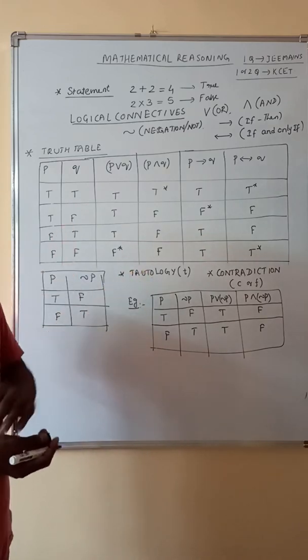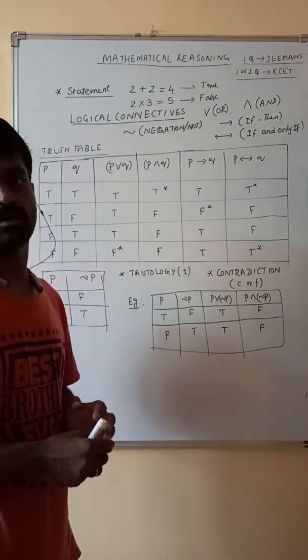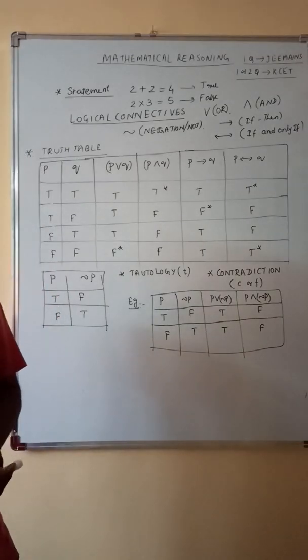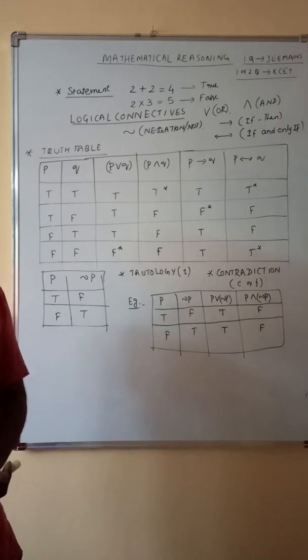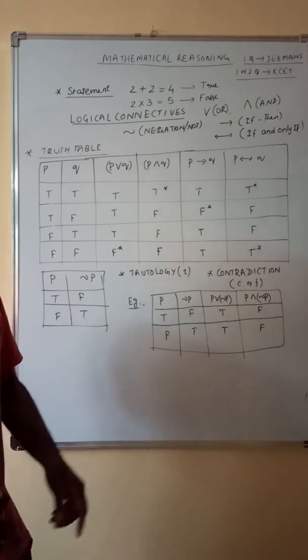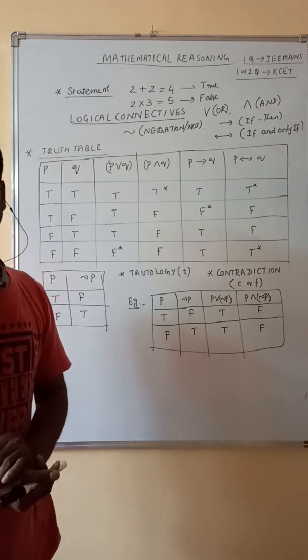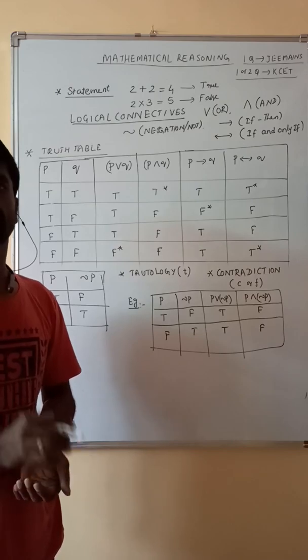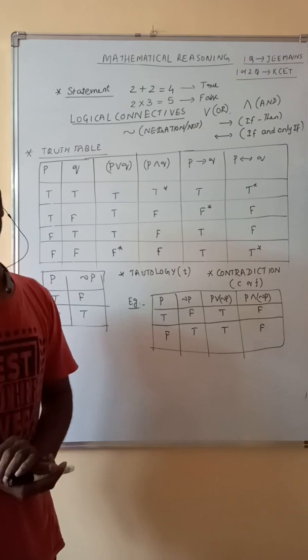Before that, we have to discuss one more definition: compound statement. A compound statement is nothing but a combination of some simple statements connected by at least one of these logical connectives. That means a compound statement contains at least one of these logical connectives.